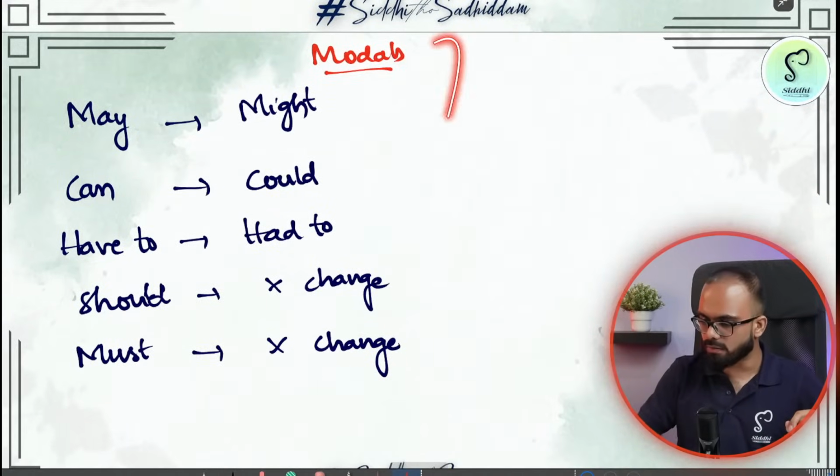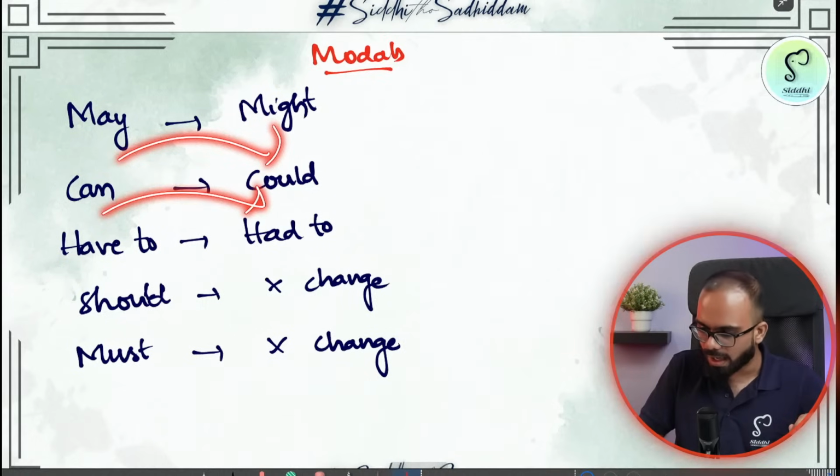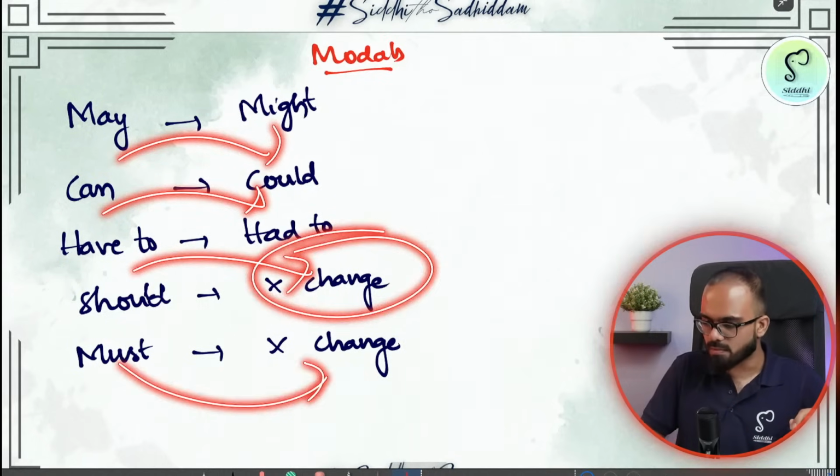And there are certain modal verbs where you should not change. For example, may is changed to might, can is changed to could. Have to, had to, should: there is no change. Must: there is no change.